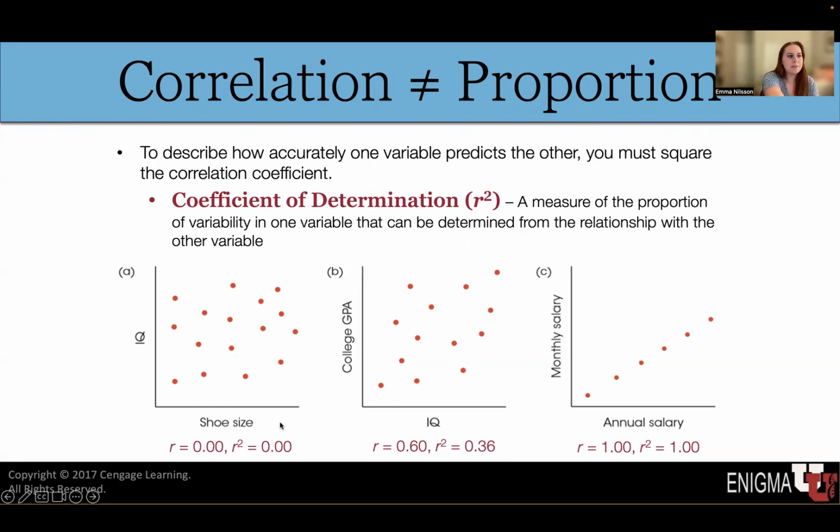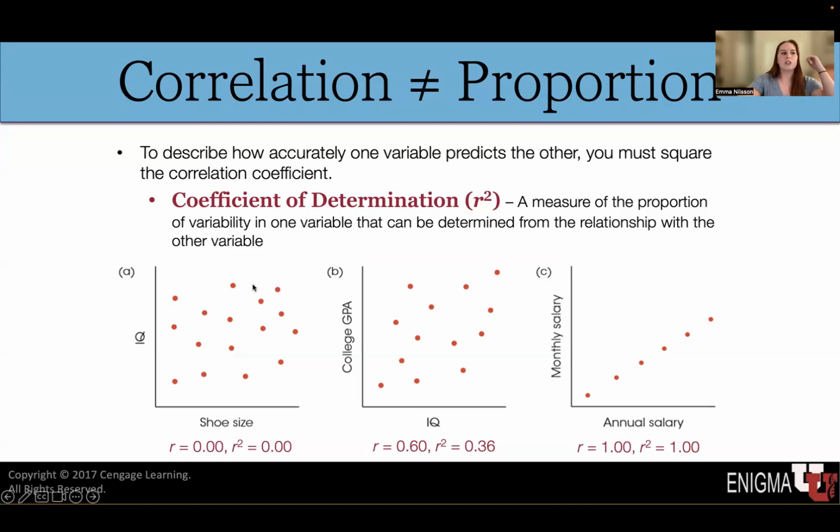So this first one says, in this case, the correlation R is 0 and R squared is also 0. What that means is there's no correlation between shoe size and IQ, and by extension, any knowledge that you have about shoe size does not allow you to predict anything about the IQ of another person. Or in other words, the variability in shoe size is accounted for 0% by the variability in IQ.